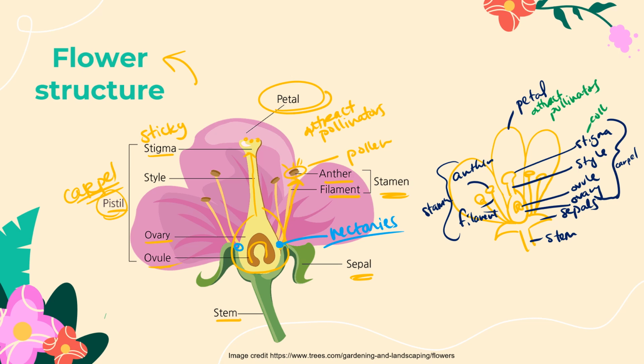Stigma is going to collect pollen grains. Ovules make the eggs. Sepals are for protection. Anthers are going to produce pollen. We're going to talk a little bit more on the next couple slides about how these plants make pollen and how they make the eggs in the ovaries.